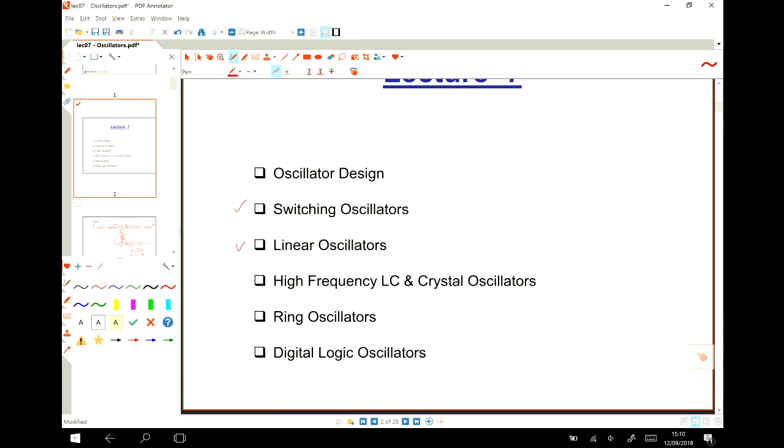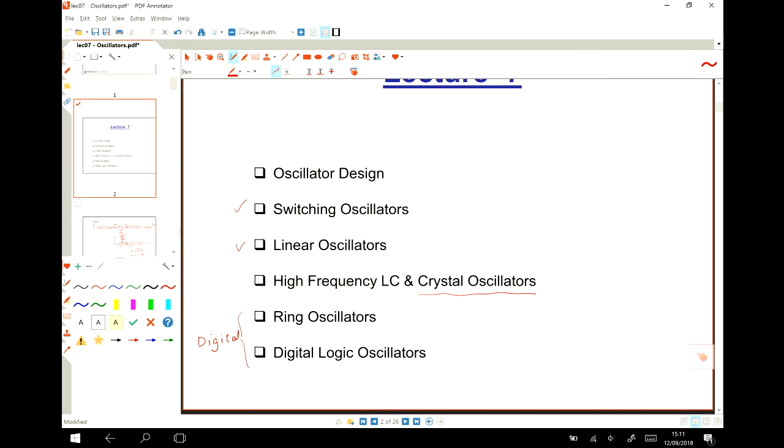Some of you maybe have done this in the lab, that we use a crystal oscillator to make an oscillator. And then we have another two types, and these two types usually we use for the digital circuits. So these are mainly for digital.